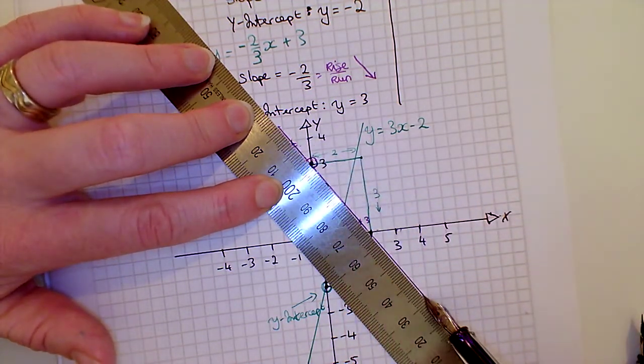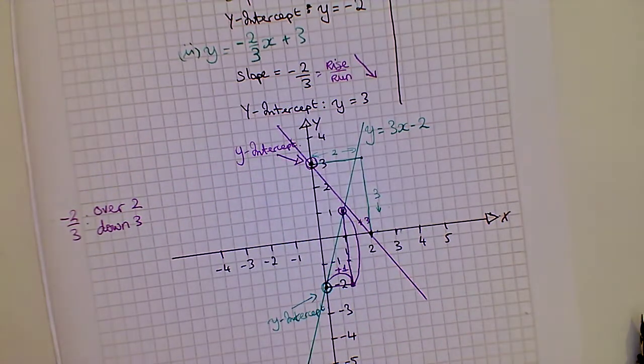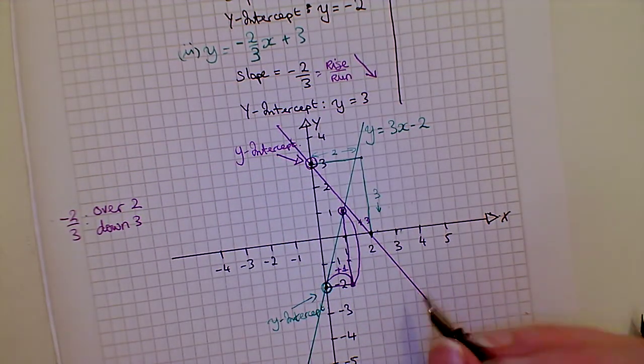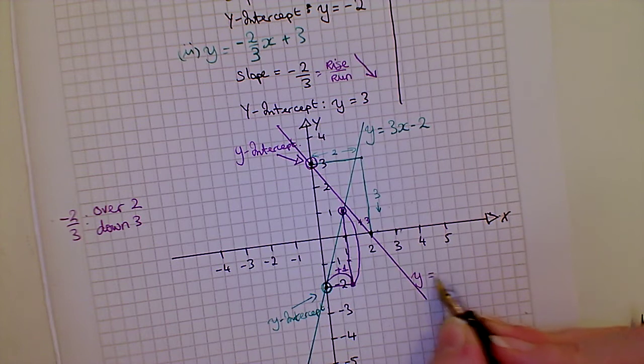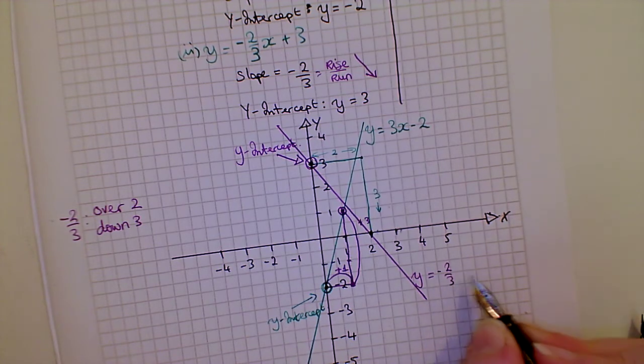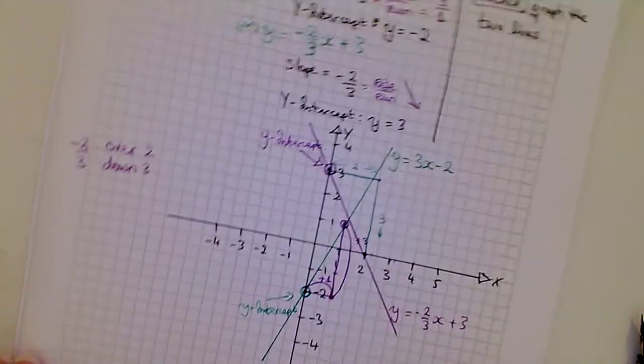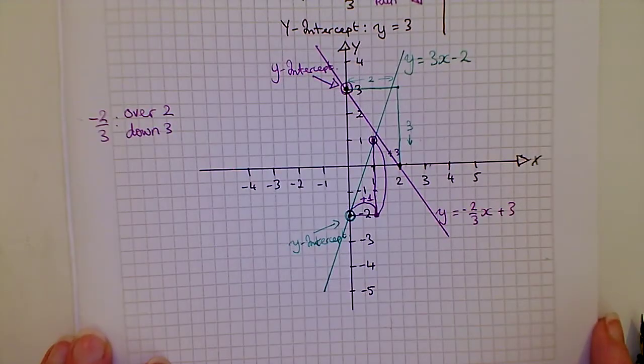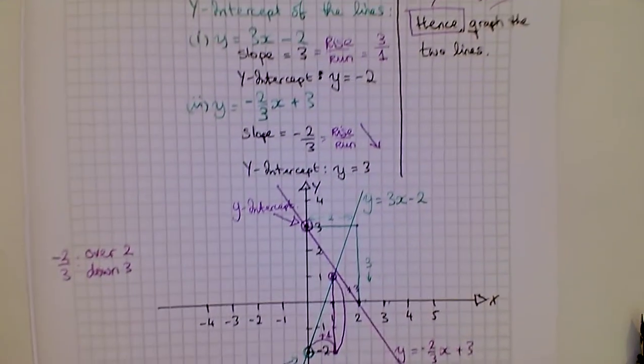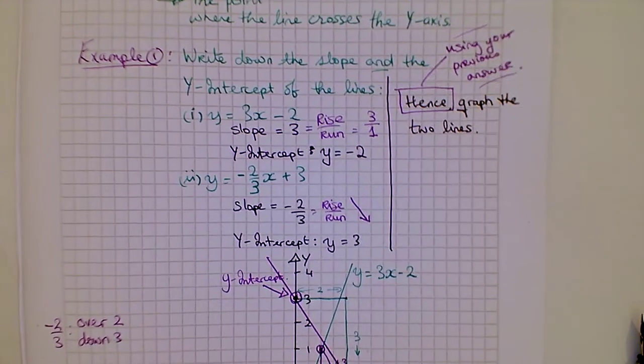You notice we don't just stop at the points because lines go on forever in both directions. So this is the line y = -2/3 x + 3. Okay, there we go. And hopefully that's nice and clear for you there.